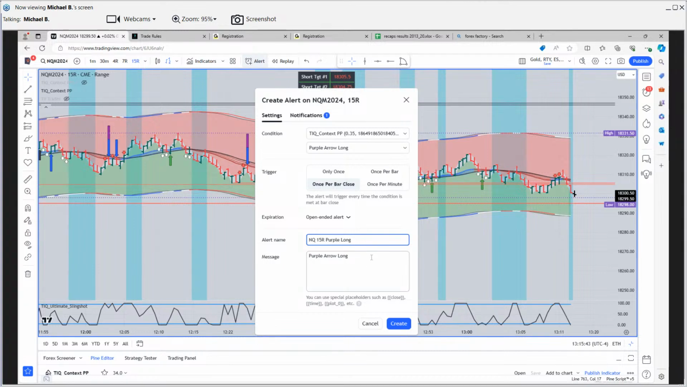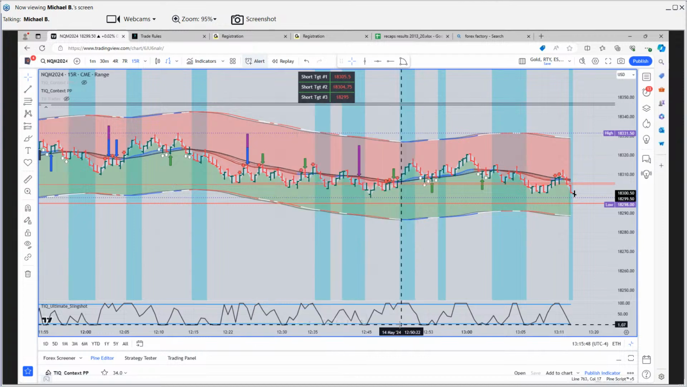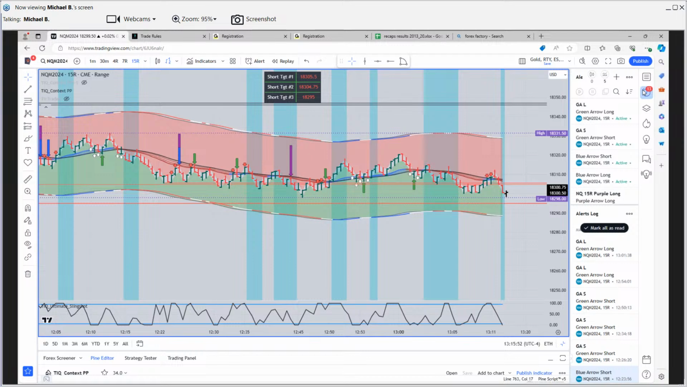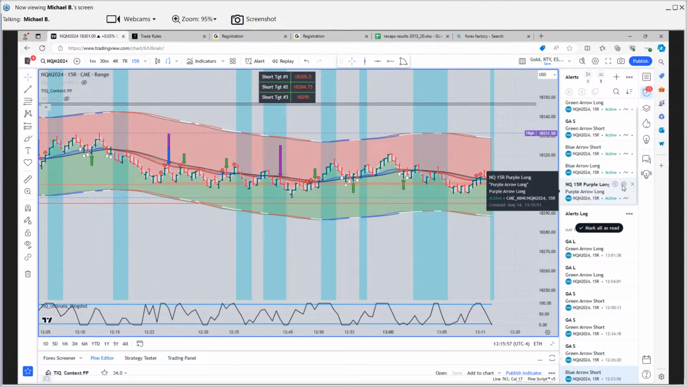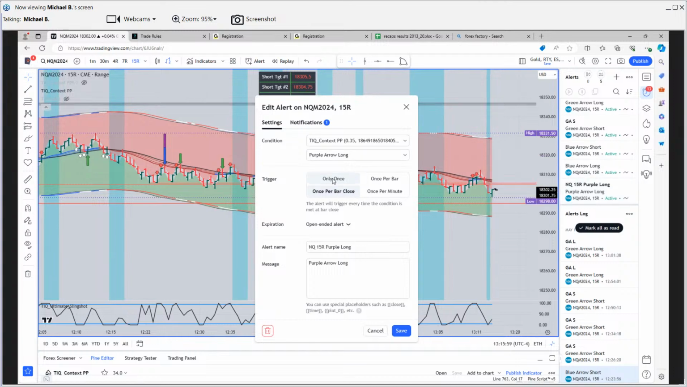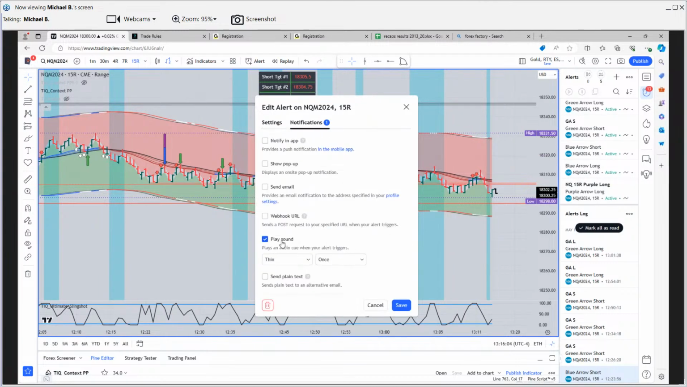Purple long. Okay, and then I'll hit create on this, and now it's going to pop up over here. The way that I set that up, this one right here, it's only going to give you a sound in my headset or sound on my computer. It'll also display over here. The alert log will always display over there. But it's not going to give you a sound on your computer if you leave it like that.